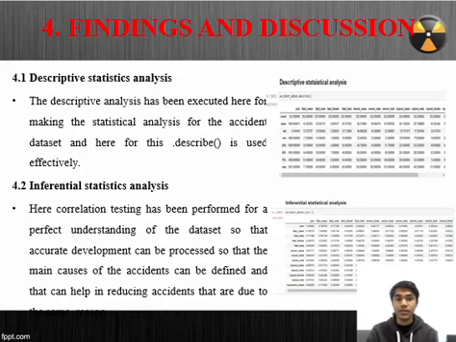And the second is inferential statistical analysis. Here correlation testing has been performed for understanding the data so that accurate development can be processed, so that the main cause of the accident can be defined, and that can help in reducing accidents that have the same reason.